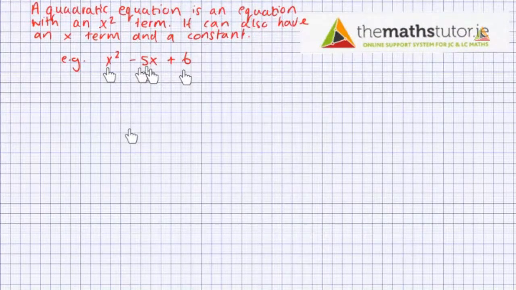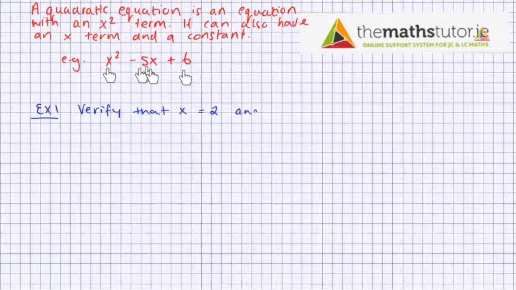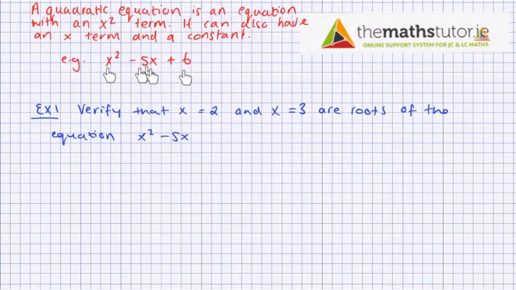So let's do a first example here now. The first example for a quadratic equation is going to be verify. Verify means prove. So verify that x equals 2 and x equals 3 are roots of the equation x squared minus 5x plus 6 equals 0. So you've been asked to verify that.